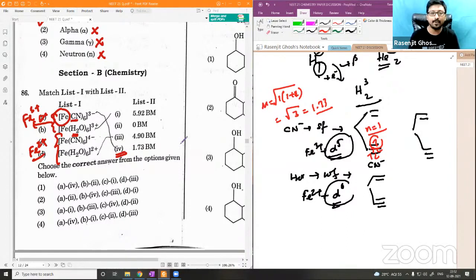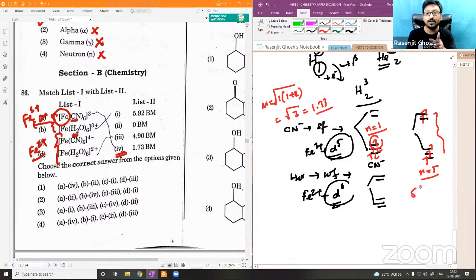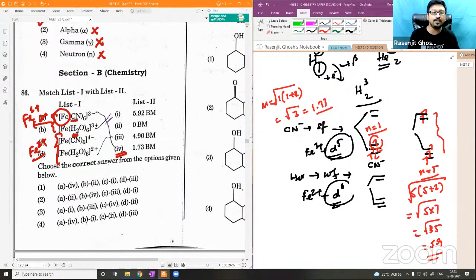Now what about the second one? Iron 3+, it is a high spin complex because water is a weak field ligand. So if I do that, high spin means 1, 2, 3, 4, 5. It can go to the eg level definitely. So your unpaired electrons are 5. So it is root over of 5 into 5 plus 2, so root over of 5 into 7, so it will be root 35. So it is approximately 5.9. So your B with 1. A with 4, B with 1.